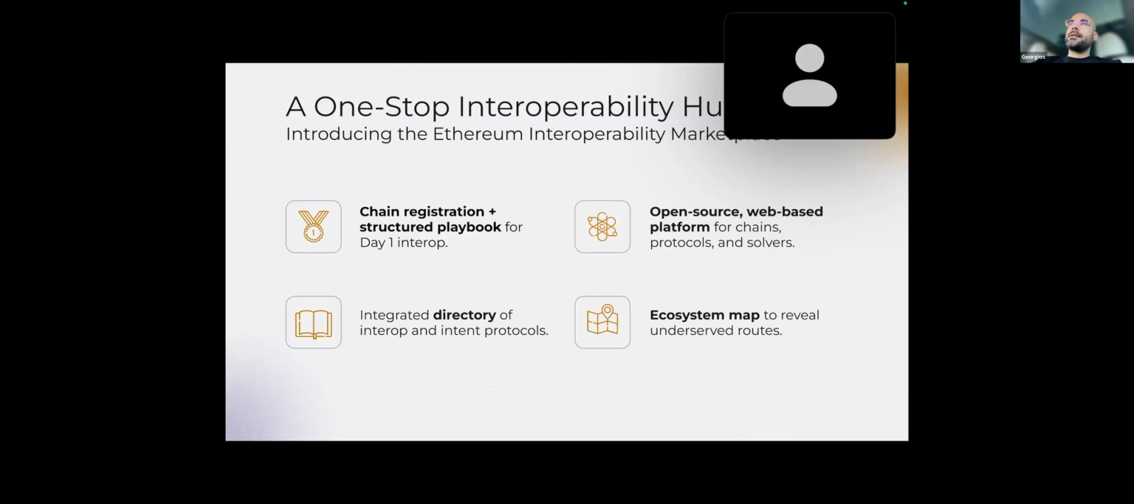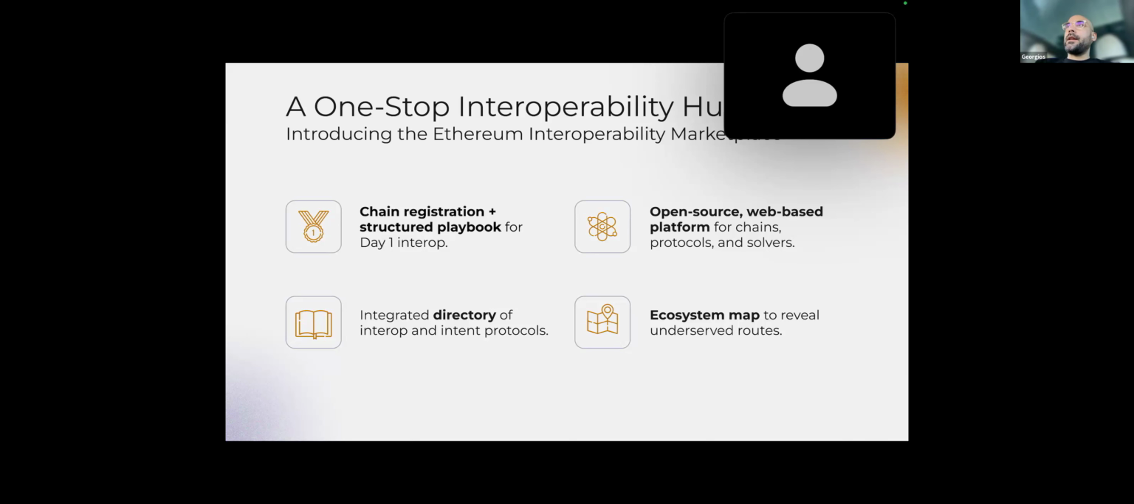There are a couple of initial ideas, of course. I'm just mentioning them here for the first time, so we can start getting feedback. The main stuff that everybody seemed to agree on so far is this kind of registration concept, like announcing themselves. So new L2s just announcing, hey, here I exist, a single source of truth for a chain directory, but also for interop protocols, aggregators, and of course solvers.